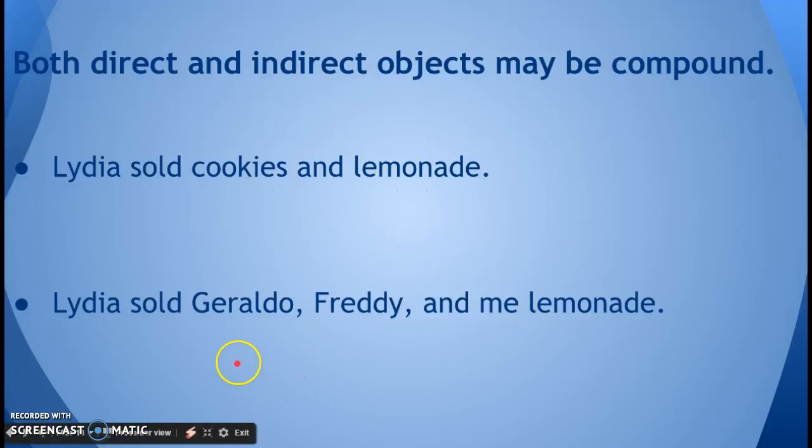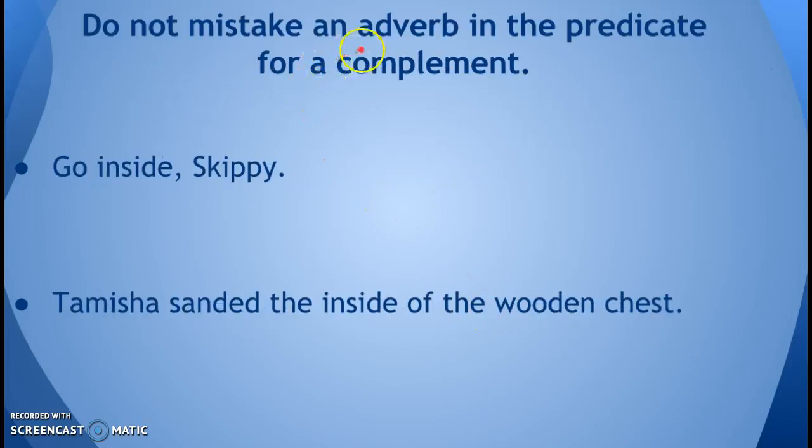In the second sentence, Lydia sold Geraldo, Freddie, and me lemonade. Lydia sold what? Well, she's still selling lemonade. To whom is she selling it? Geraldo, Freddie, and me. So we have a compound indirect object in that sentence. Sometimes something that sounds like it would be a direct object or an indirect object is actually just an adverb.